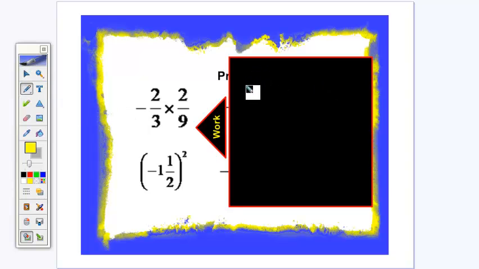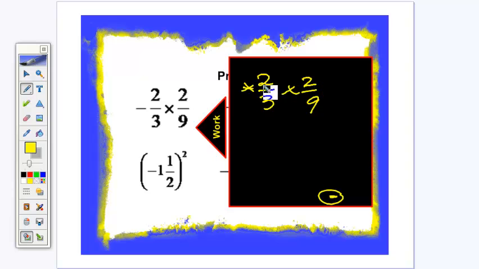So we have negative 2/3 times 2/9. Now, because I'm multiplying a negative and a positive, I already know my answer is going to be negative. So I'm going to put it there for now and completely ignore this. Okay? Can we simplify anything? No. So let's move on.